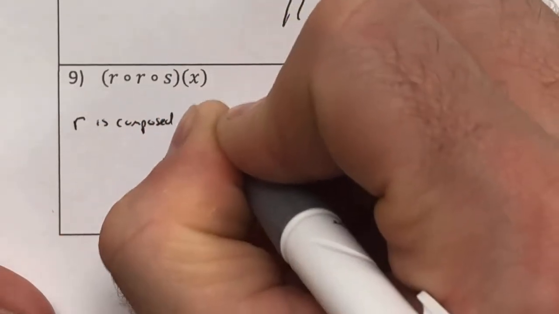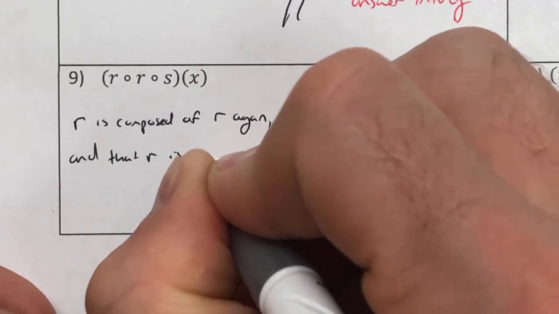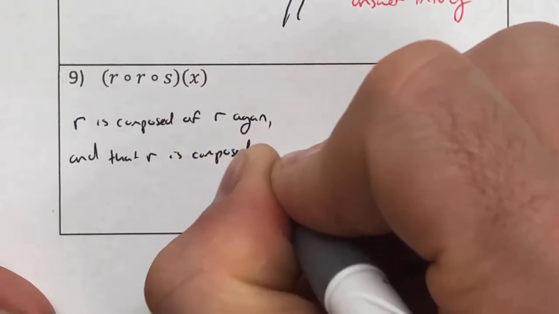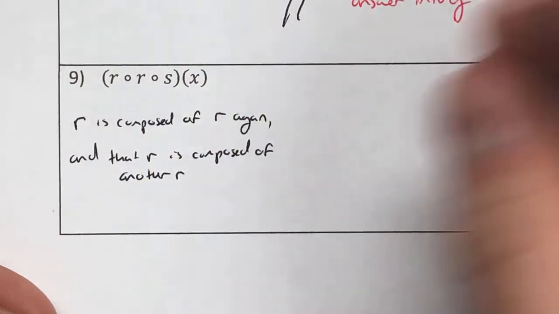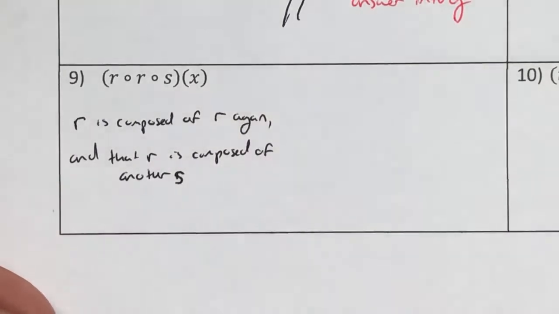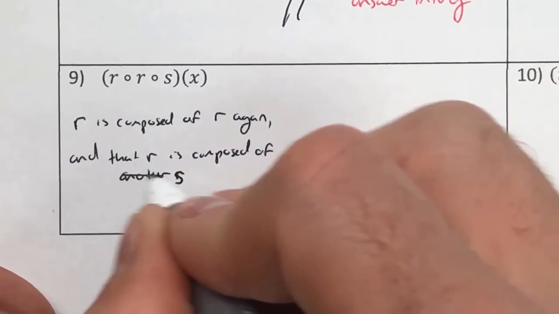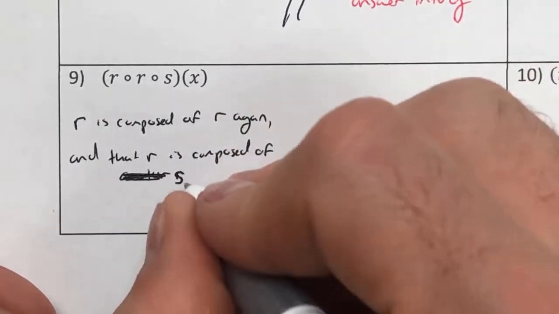So this is saying R is composed of R again, and that R is composed of another R. Nope, not R, of another S. I misread the question there. I just saw lots of R's. That R is composed of, not another R, of S.